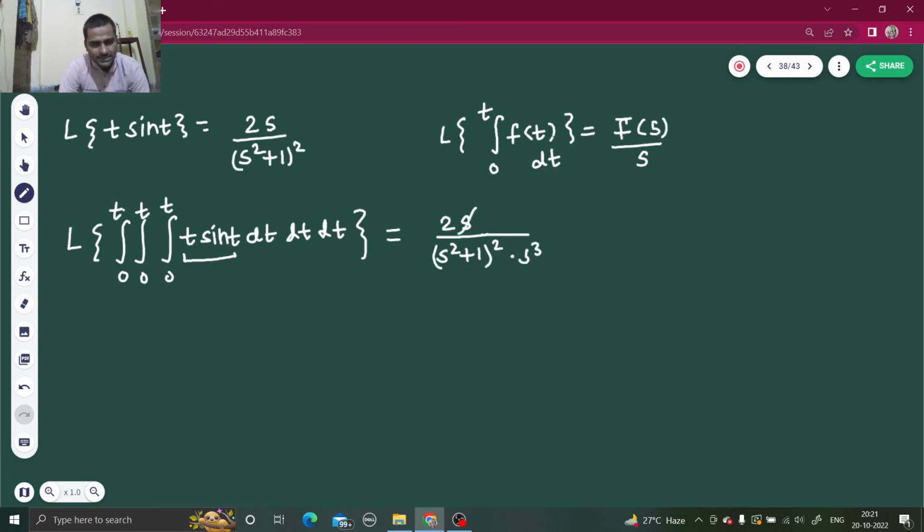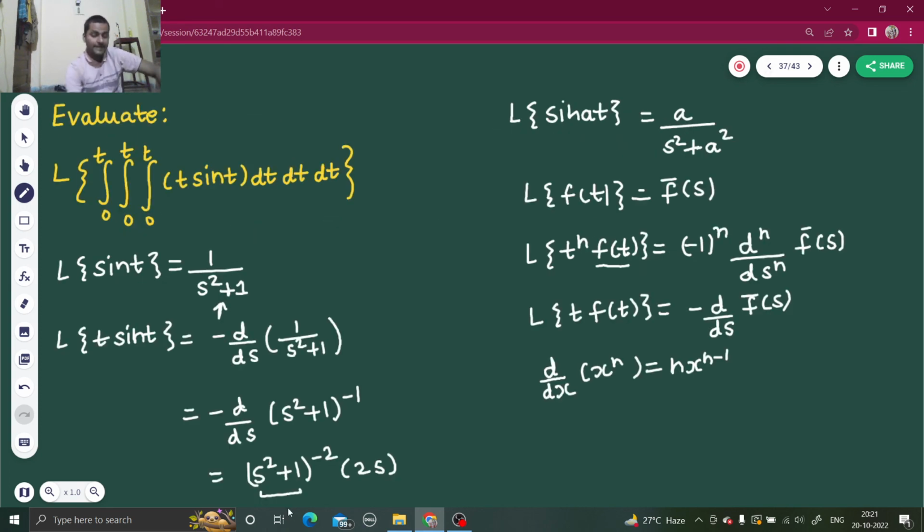Now this becomes 2, and the final result we are getting is 2 divided by s square plus 1 whole square into s square. Look how simple it is. That's why I chose this path rather than going for the integration. We should be familiar with both, so that whichever way is required, we can solve.